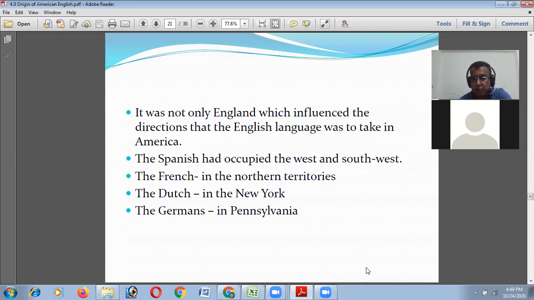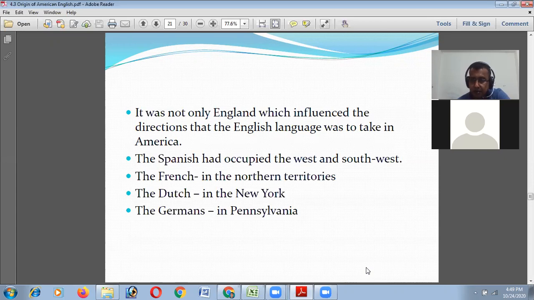The Spanish occupied the western and southern parts. Not only the people of England, but also the Spanish went there, the French went there, the Dutch also went there, and the Germans also went there. So in New York, you will see Dutch. In Pennsylvania, you will see German, and in the Northern Territories, you will see French.